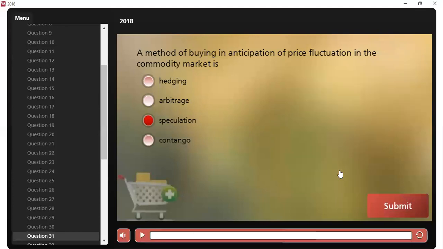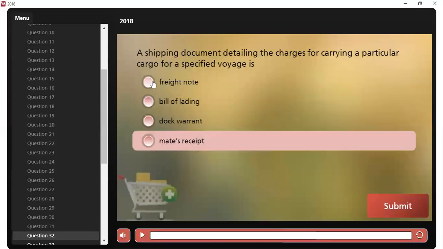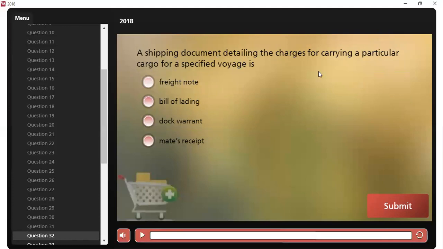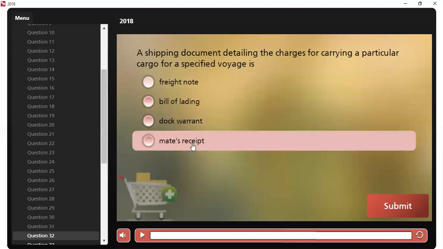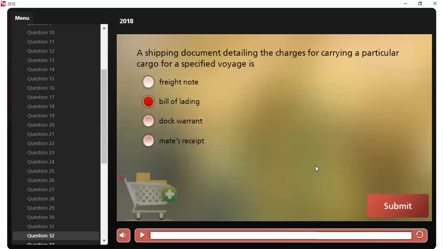Question 32. A shipping document detailing the charges for carrying a particular cargo for a specified voyage is the freight note, bill of lading, dock warrant, or mate's receipt. Of course, the answer is B, bill of lading.